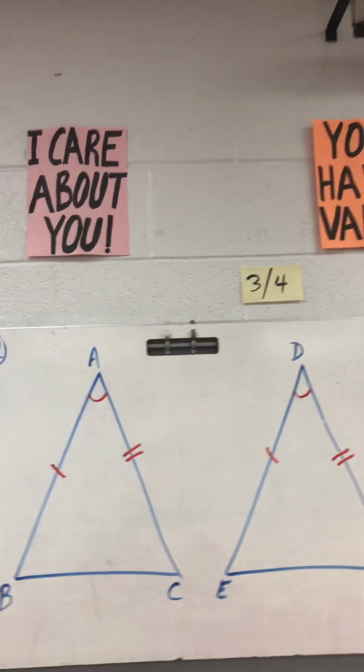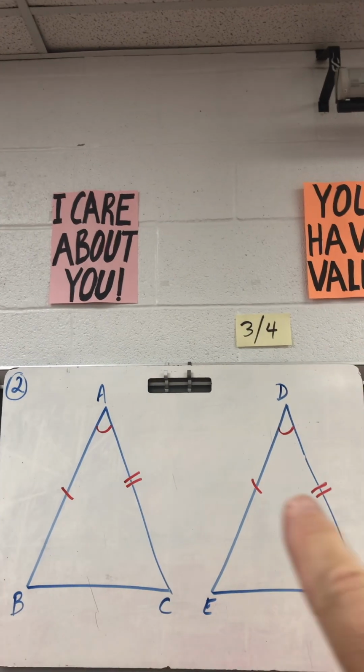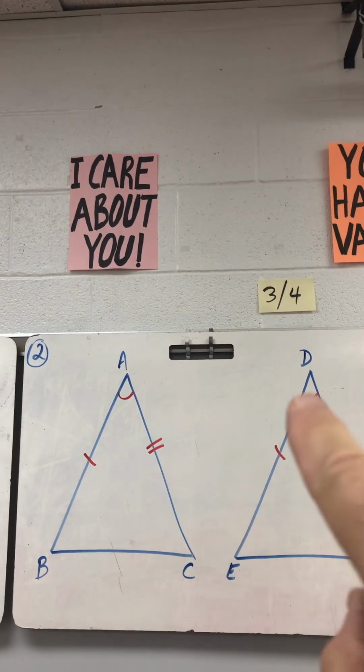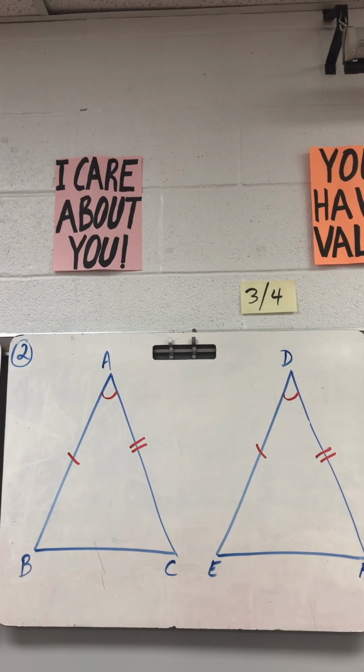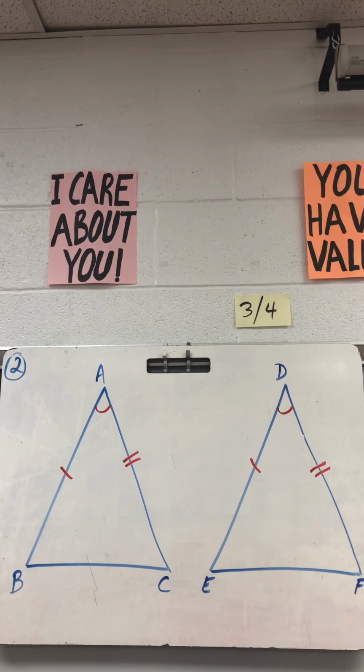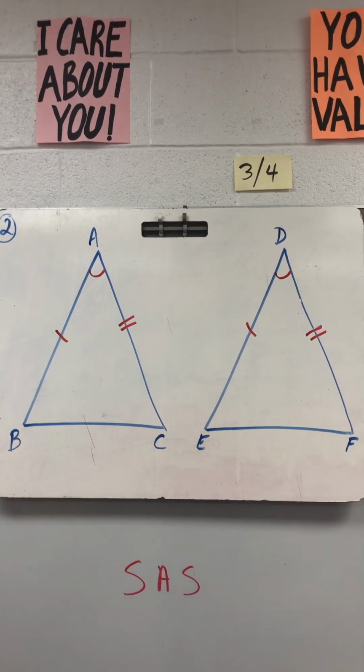Over here, we have two sides equal to two sides, and the angle in between the two sides are equal to each other. Well, that's going to be called side angle side, or SAS.